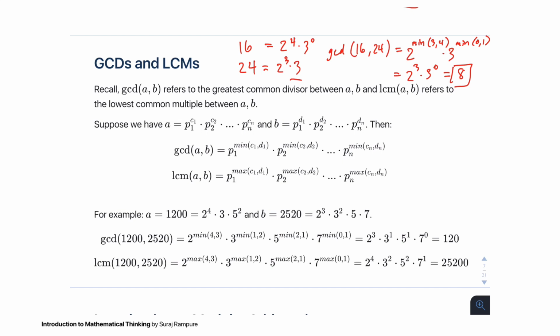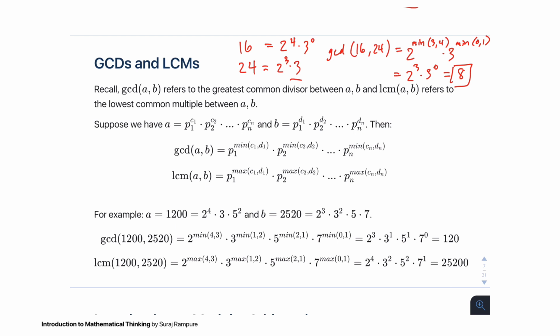So does everyone see why this formula sort of makes sense? Because we want the largest number that is a factor of both. Okay? Any questions with this? How many people have seen this before, by the way? Okay, so not too many.